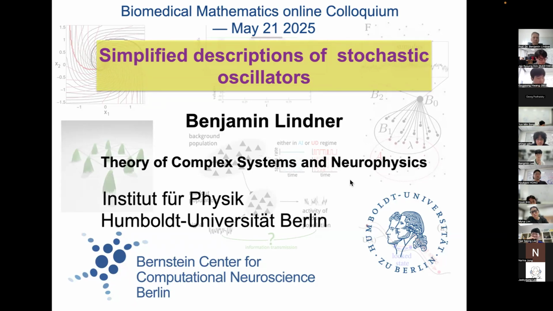So Professor Lindner's research bridges physics and neuroscience, focusing on the stochastic dynamics of neural systems and the mathematical modeling of neural activity. His work has contributed significantly to our understanding of how random fluctuations and noise influence the behavior of neural networks, both at the level of individual neurons and large-scale brain circuits.